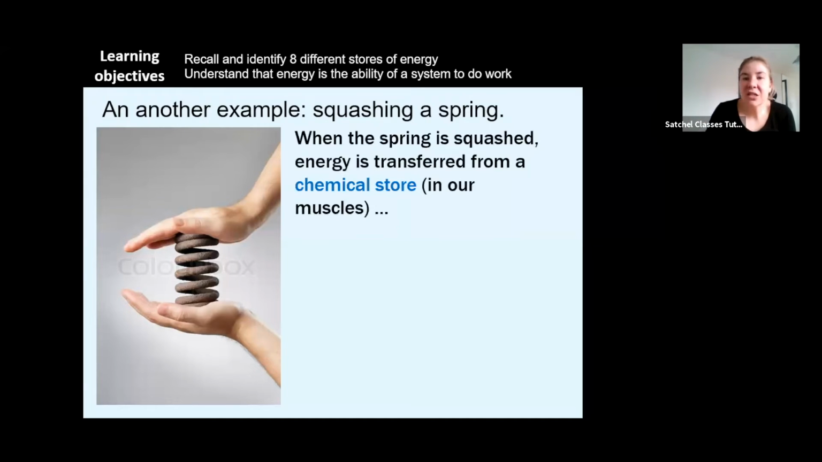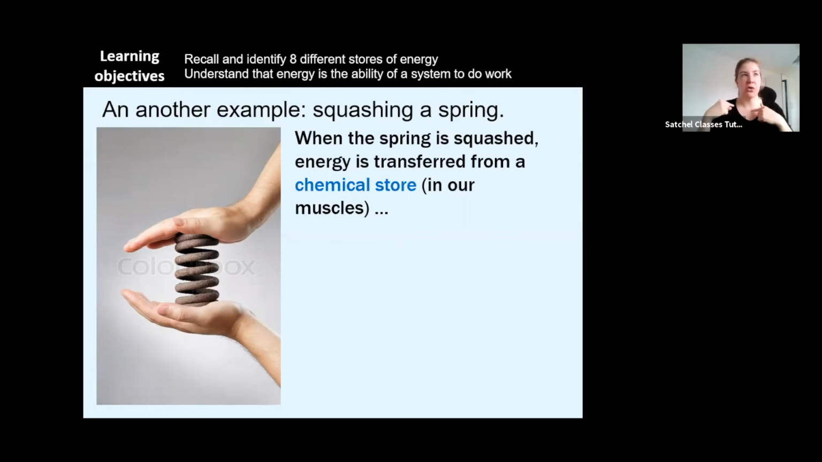Let's work this out. When the spring is squashed, energy is going from us. So if I'm squashing a spring, I'm using some of my power, I'm using the chemical store. I've got a huge chemical energy store because I respire and because I've just eaten lunch, let's say. I'm using all that energy to squash a spring. So it's going from my chemical store to elastic potential energy that is now stored in the spring.